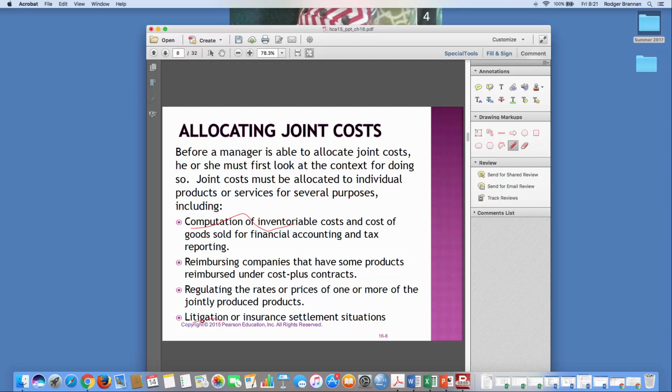The other big thing would be litigation. That is, if a product is lost, stolen, or damaged, how much did it cost? I can file a claim against the insurance company, or I have standing in court to say, this is the value of the product that was destroyed.